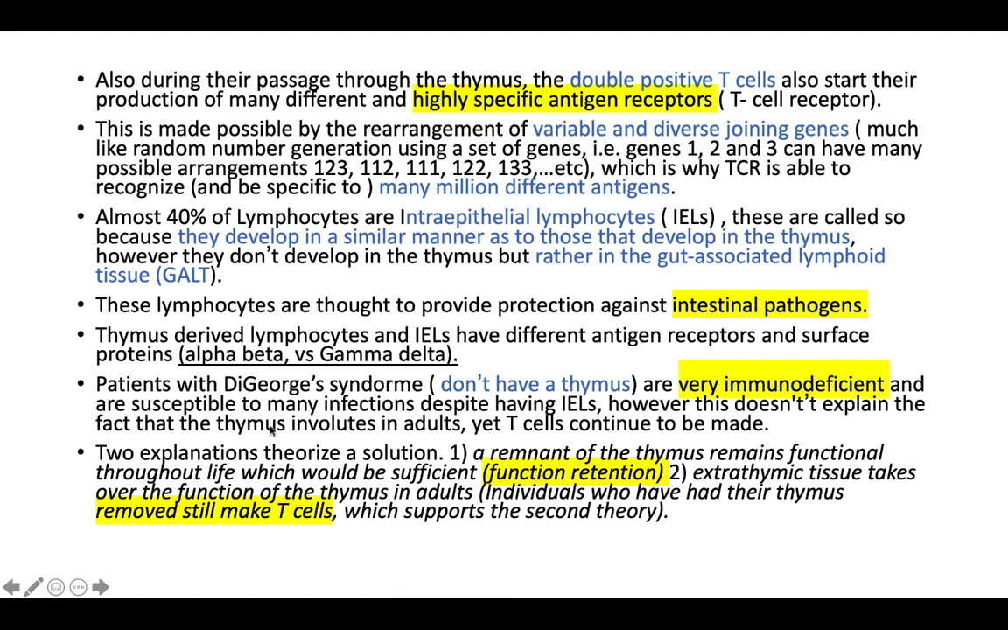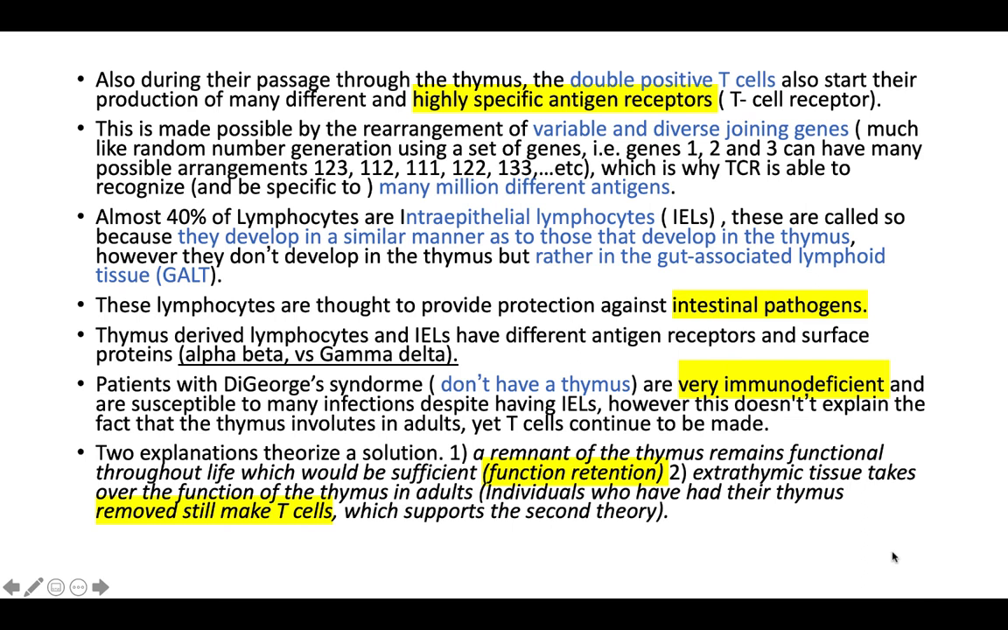But that doesn't explain why the thymus in adults involutes. Why does the thymus shrink from childhood to adulthood? We don't know. The thymus is very large when you are born, and it involutes until you become an adult. It's still not known. But one theory is that, like students who studied in the old school, after the thymus involutes they become teachers.